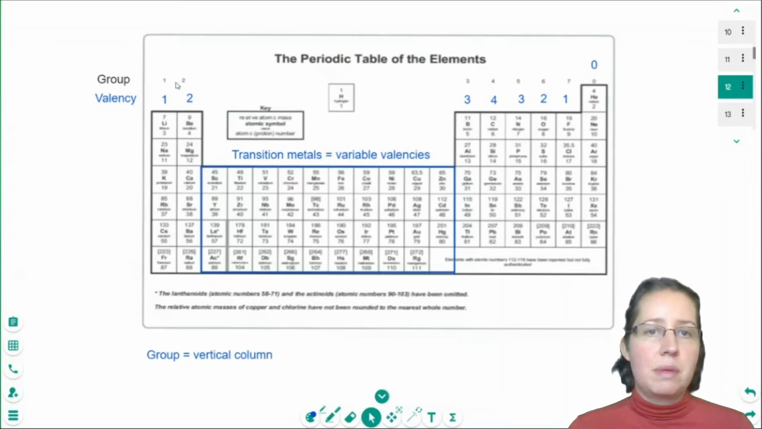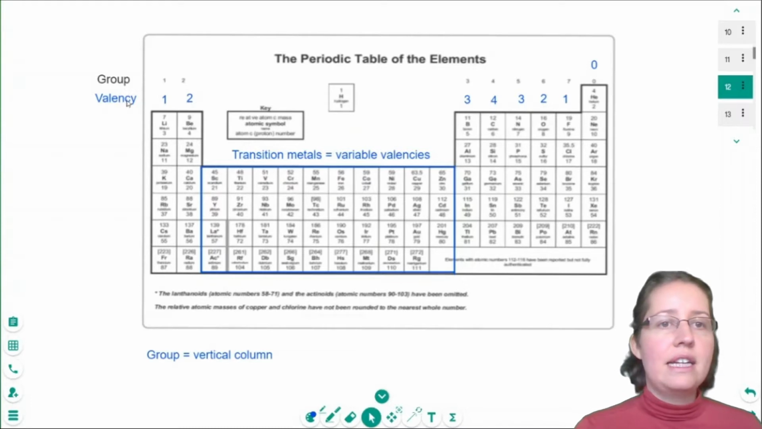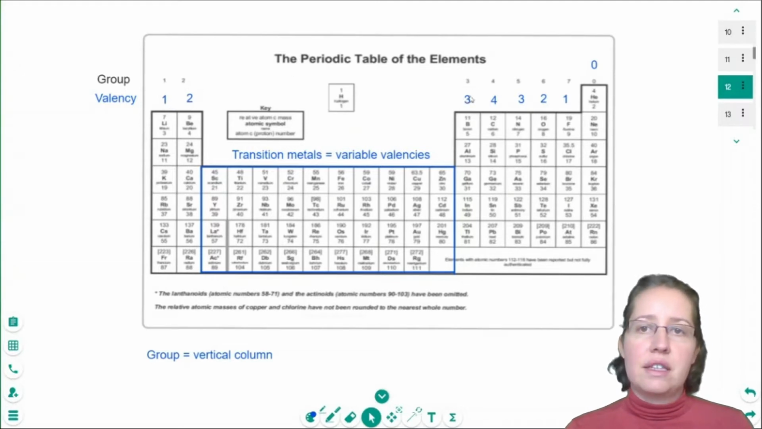So let's take a look at the periodic table. You have your group numbers across the top. The groups are the vertical columns. So this is group 1, this is group 2. The valencies go with the groups. So to start with, group 1, valency 1. Group 2, valency 2, group 3, valency 3, 4 is 4, and then we go back down again.